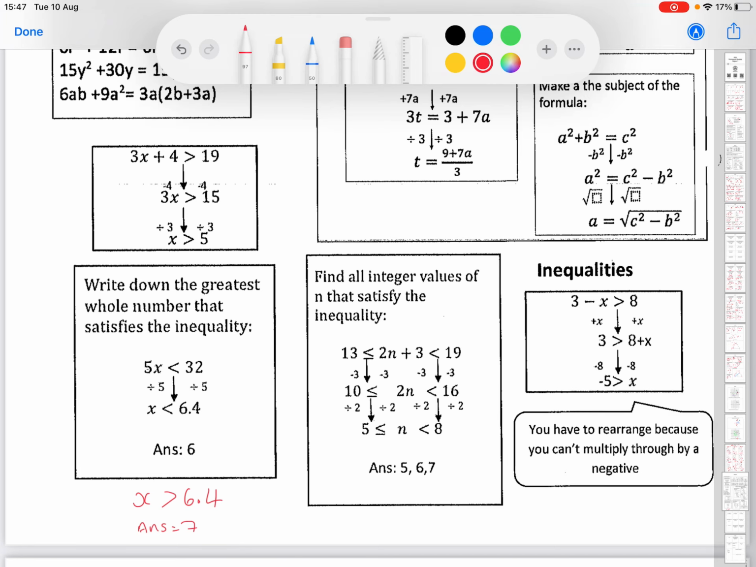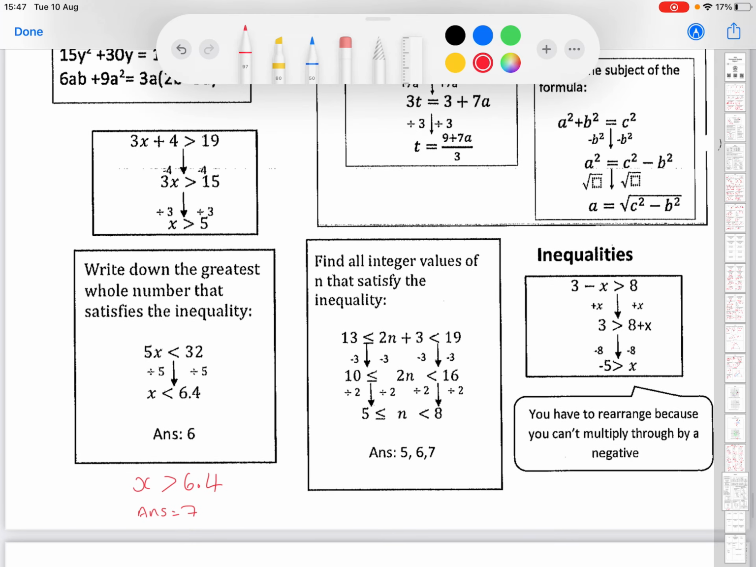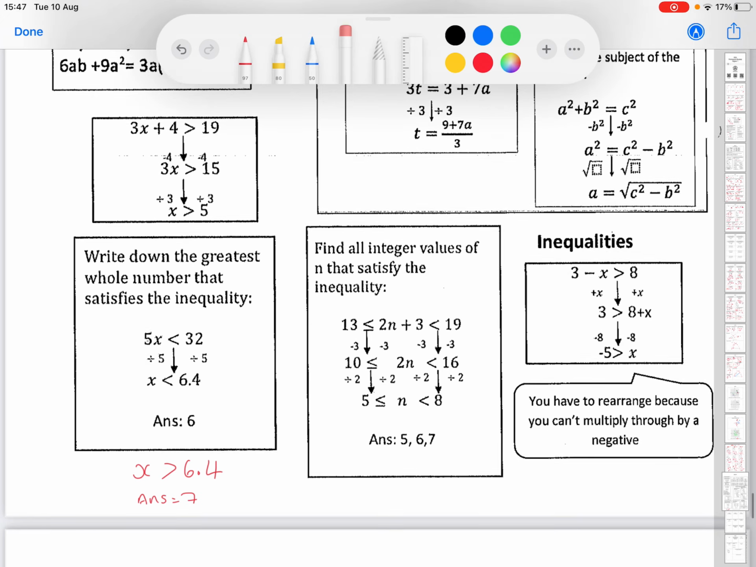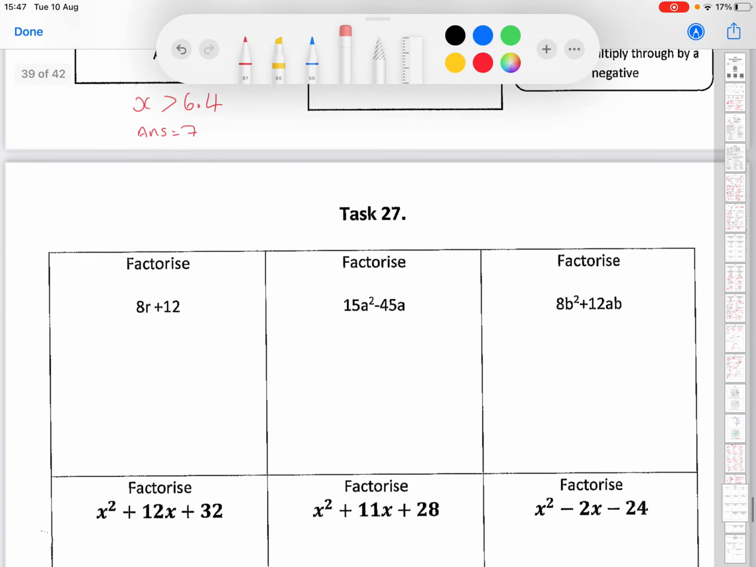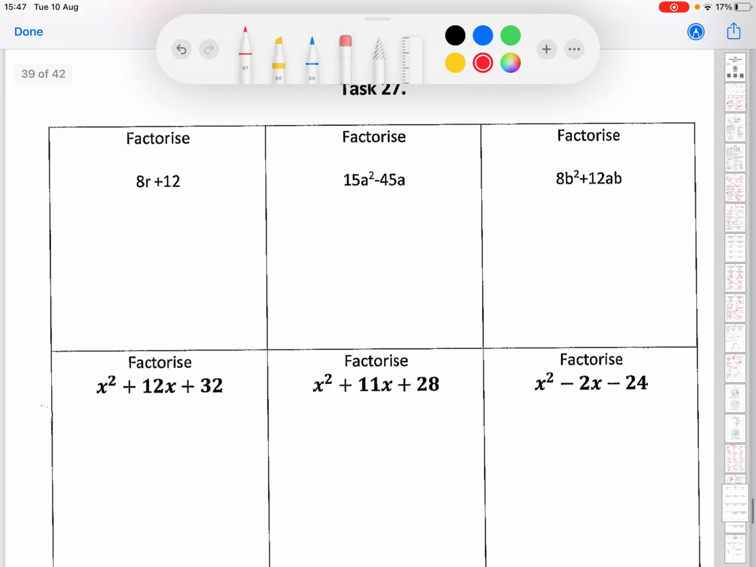So the answer would be 7 in this case because x has to be the bigger side. Okay. I don't think you've got any of the questions around these inequalities here. I think you do have a couple that do have some negatives. For example, if you've got a negative x, always take it over and make it positive, and then you can have your answer as a minus, for example. Or you can just rearrange it. So you could think about what 3 take away what gives you 8, for example. It would have to be a negative to make a positive.